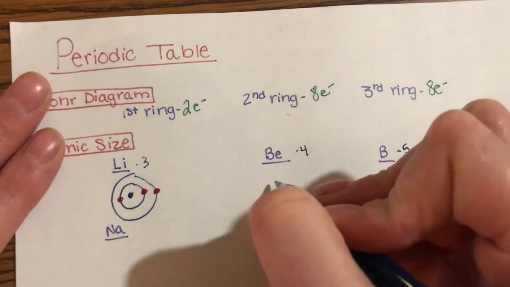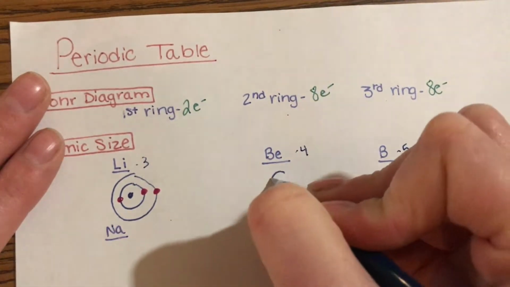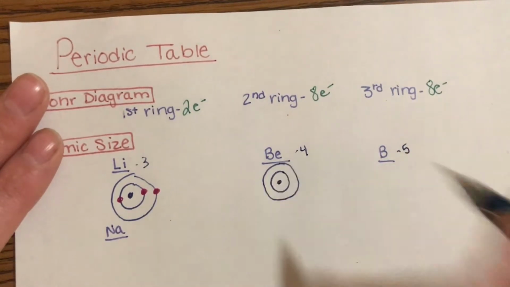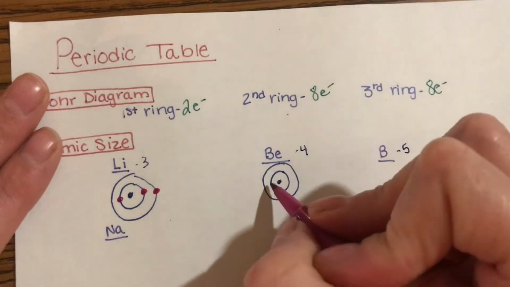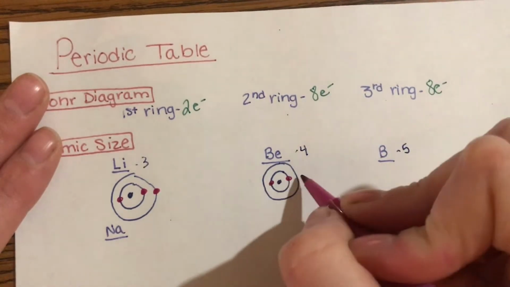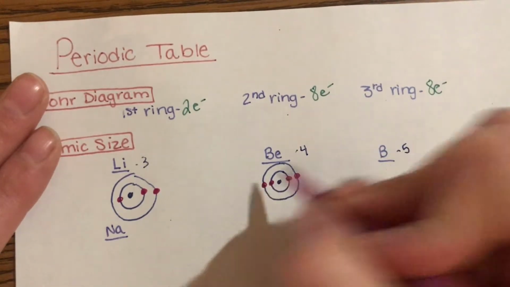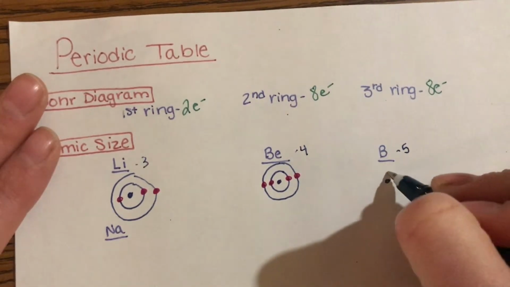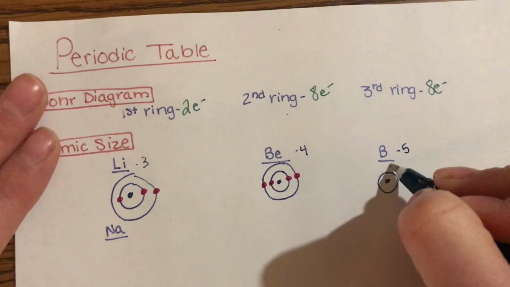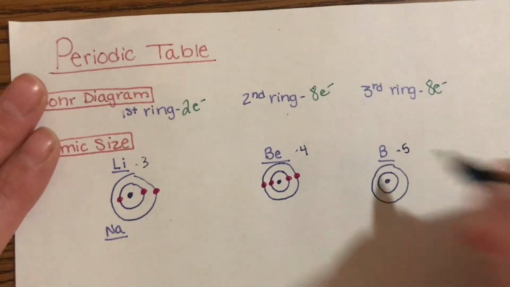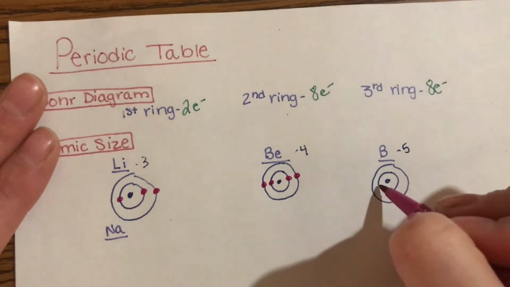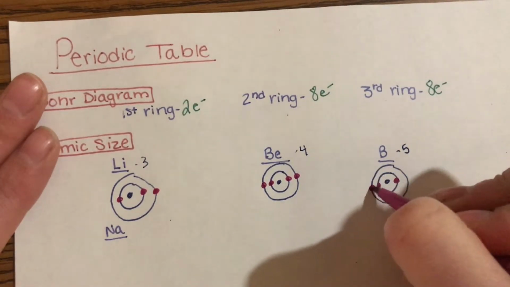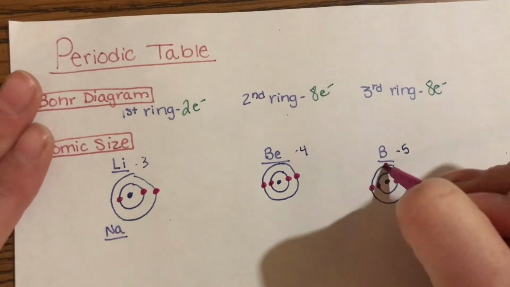For beryllium, we have our nucleus, we'll have a first ring, and then our second ring. So we're going to put 2 in the first ring, and then to get to 4, we're going to put 2 in the second ring. Boron: nucleus, first ring, second ring. So we're going to do 2 in the first ring, and we'll do 3 in the second ring.